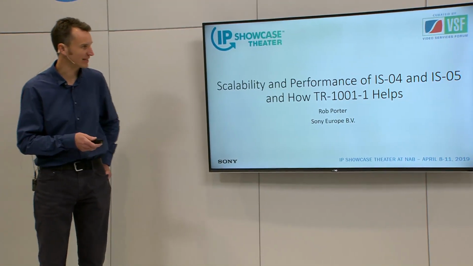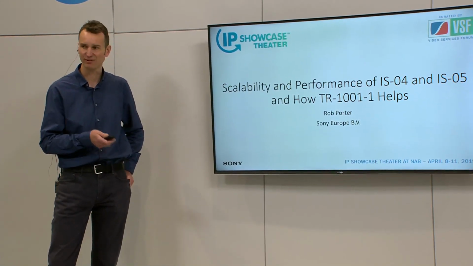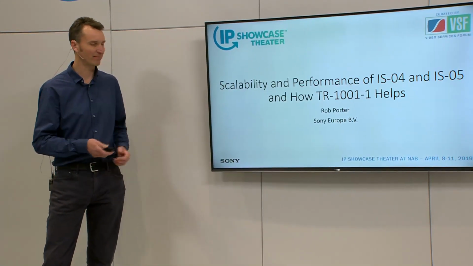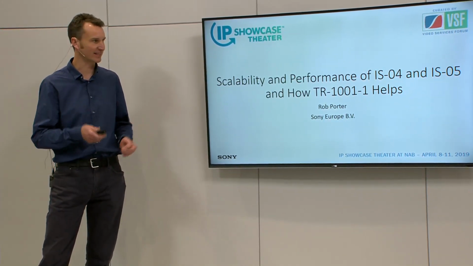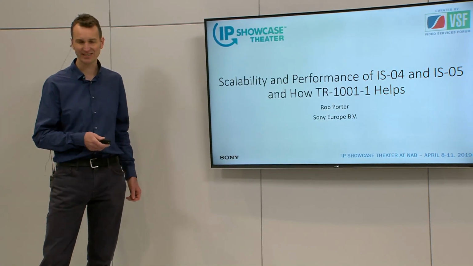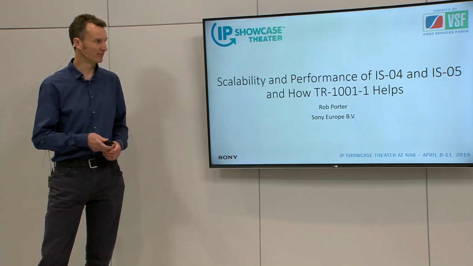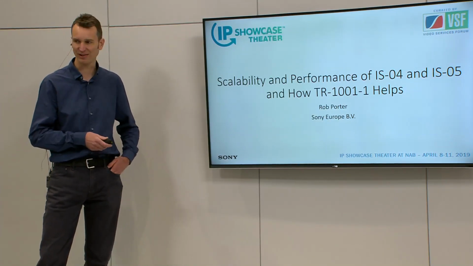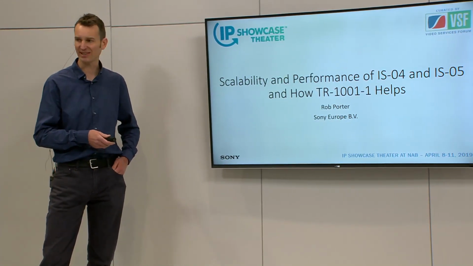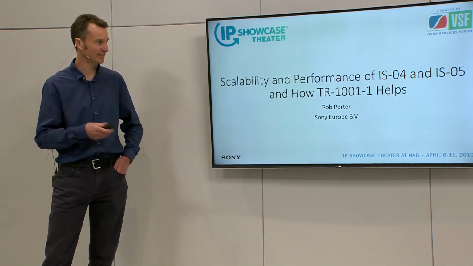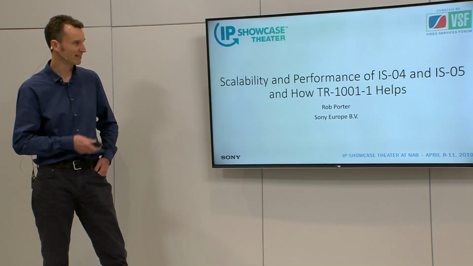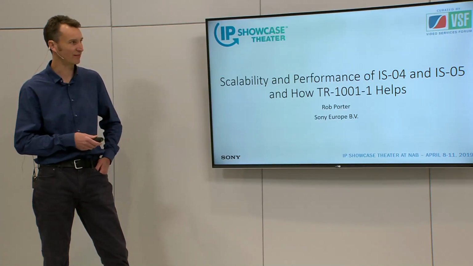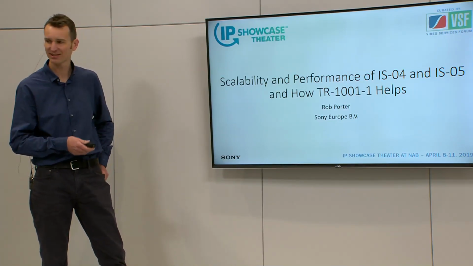TR 1001-1 is a new technical recommendation from the JTNM, and this is all about making networks and media nodes as easy as possible to configure. So when you plug things into the network, they should be doing things like DHCP, DNS-SD, not having to assign IP addresses to every single device individually. So TR 1001-1 has a series of recommendations. It's a JTNM document that's just come out, and you can find out more about it on the stand. And I'll talk about how that actually helps some of the scalability and performance issues that we have with IS-04 and IS-05 if we don't take on some of those recommendations.